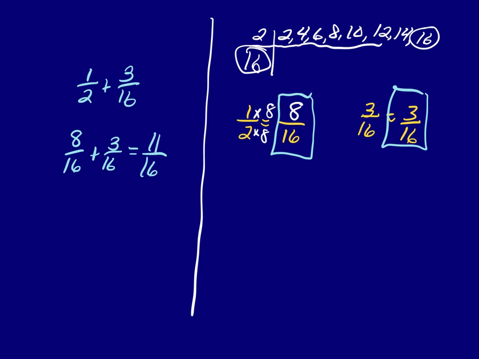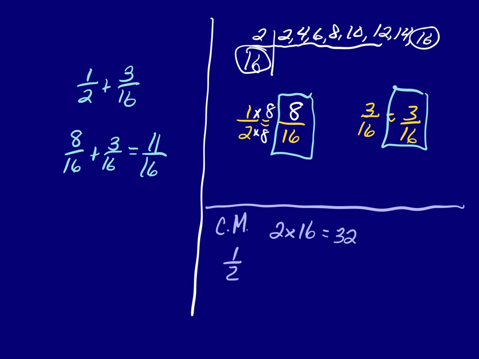Now, the other way we can do that is finding a common multiple by multiplying the denominators. I'm going to write CM for common multiple, by multiplying 2 times 16, which is 32. That's going to make things a little different. So we'll have to do 1/2 equals something over 32, and 3/16 equals something over 32. 2 times 16 is 32. 1 times 16 is 16. 16 to 32 is times 2. 3 times 2 is 6.